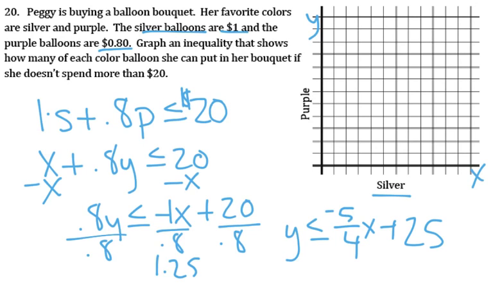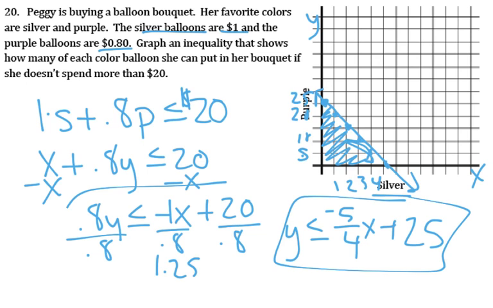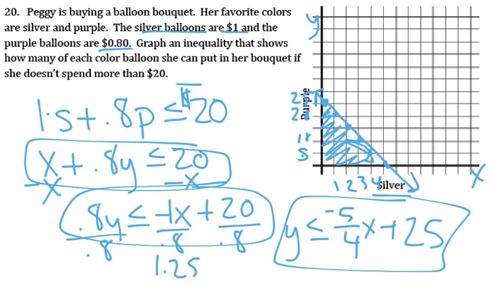So we'd be going up, so I could probably count by 1s on silver, and by 5s, 5, 10, 15, 20, 25. So my y-intercept is 25. Every time I go down 5, I go to the right one. But I set it up so it looks like this. So there's my graph. We know that she's going to have to buy less than that, so we shade underneath. And there's our equation, or that equation would work. Alright, there we go, guys.